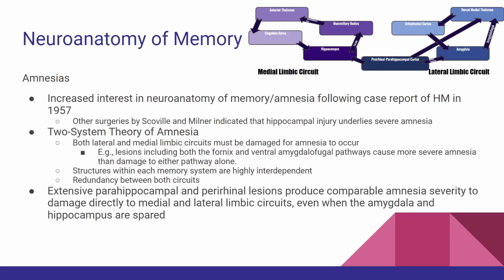They've also found that extensive parahippocampal as well as perirhinal damage can produce amnesia comparable in severity to having direct damage to both the medial and lateral limbic circuits, even when the hippocampus and amygdala are themselves spared from injury. And that makes sense if you look at the graphic, where if you take out both the perirhinal and parahippocampal cortices, those drive a lot of the projections to both the hippocampus and amygdala, and it disrupts both the medial and lateral limbic circuits.